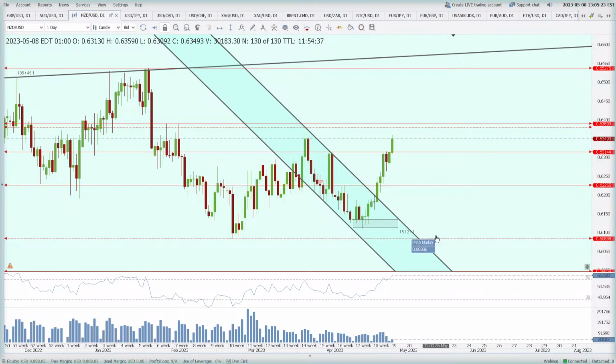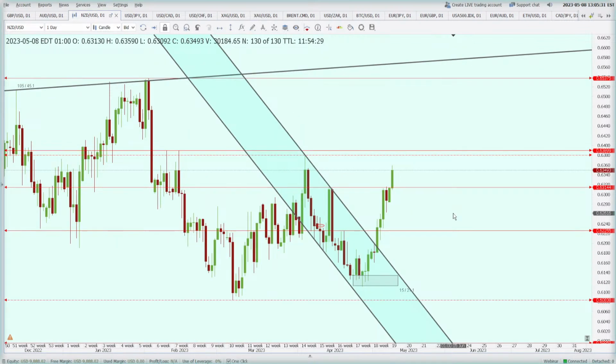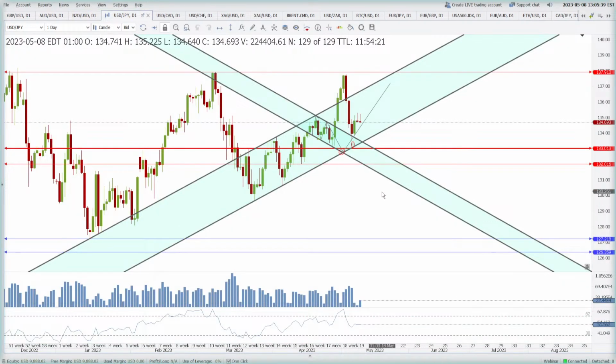And also notice that for the New Zealand dollar, if today it closes anywhere here, it will close the day higher than the 62 level of RSI, which in my view is very bullish for any currency if it closes the day higher than 62. US dollar against the Japanese yen.